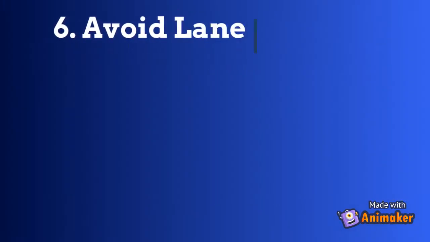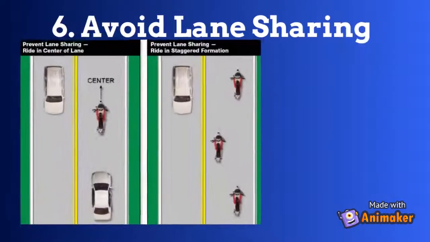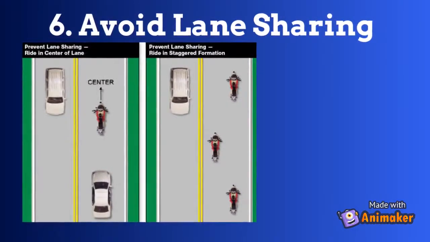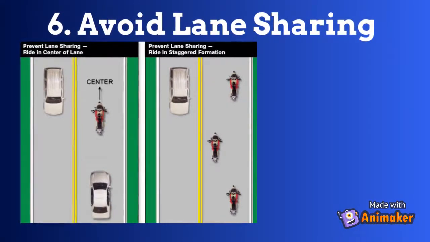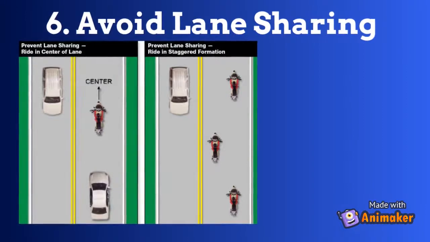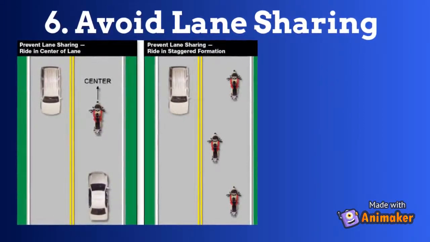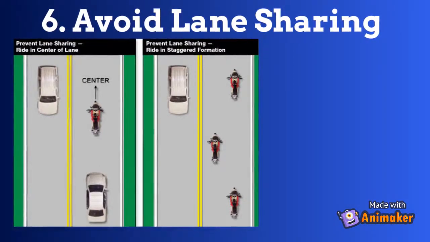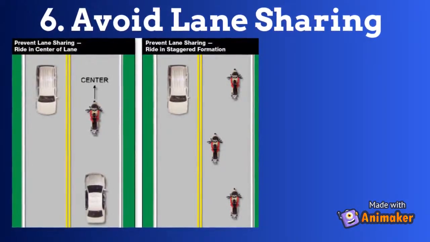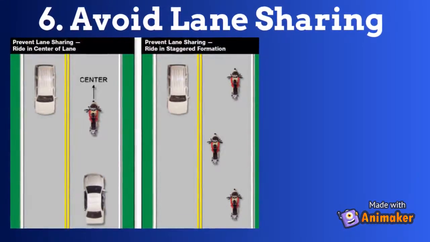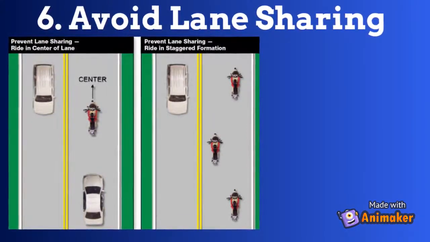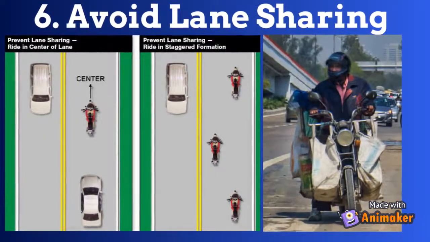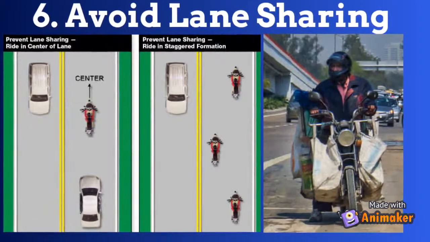Number 6. Avoid lane sharing. While riding alongside another motorcycle, avoid riding side by side in the same lane. Sharing a lane cuts down your options to get out of the way quickly whenever another vehicle or object gets in your path. Also, avoid riding a motorcycle with more than one pillion rider. It is usually seen that motorcycles in India are used to transport heavy goods. This should be avoided.